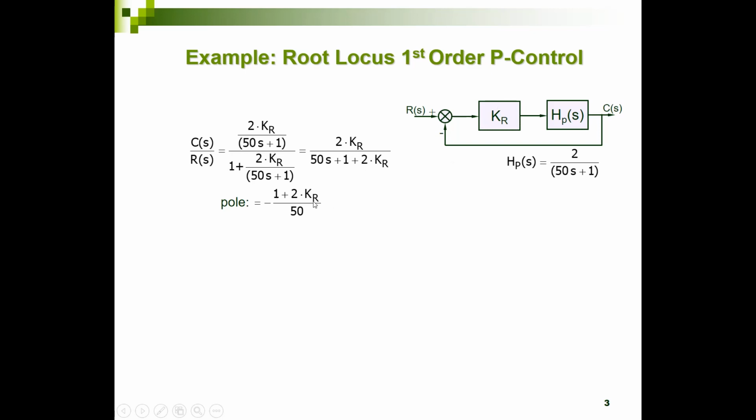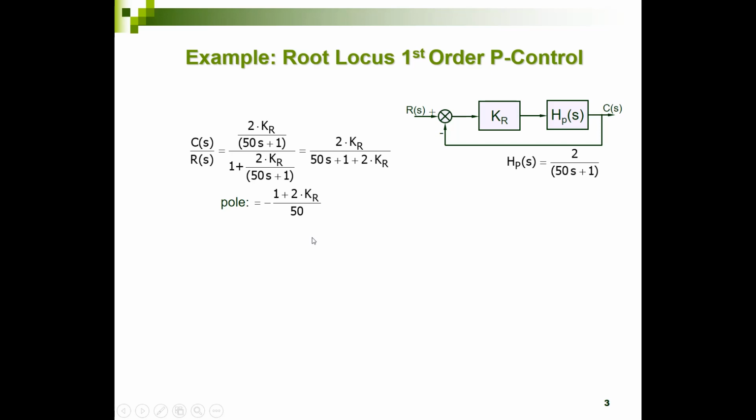So when we set KR to 0, we see that the location of the pole is minus 1 plus 0 divided by 50. So the location of the pole is then minus 1 over 50, which is exactly the location of the open loop system over here, which is also minus 1 over 50. When we increase the gain, we see that the pole starts to move. So for instance, when KR is 2, then the pole location is minus 1 plus 2 times 2, which is minus 5 over 50, which is minus 0.1.